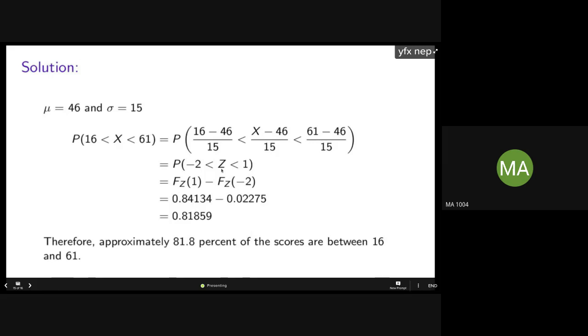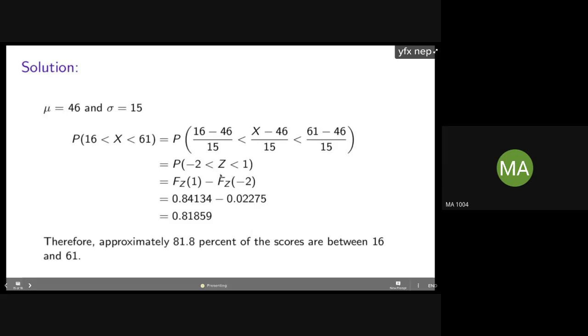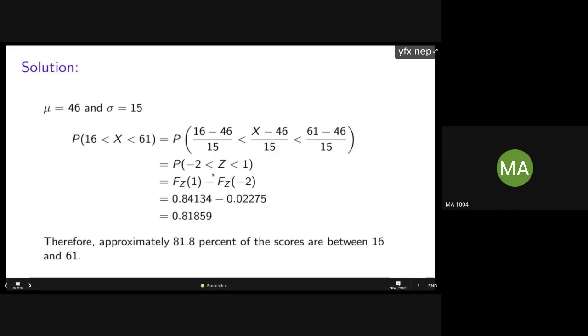And what is z now? It's a continuous standard normal random variable with mean equal to 0 and standard deviation equal to 1. You know how to find the probability between a and b for a continuous random variable: it is F(b) minus F(a). Here b is 1 and a is -2, so it is Fz(1) minus Fz(-2).